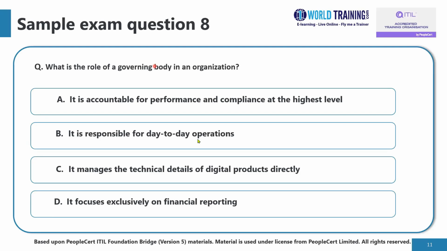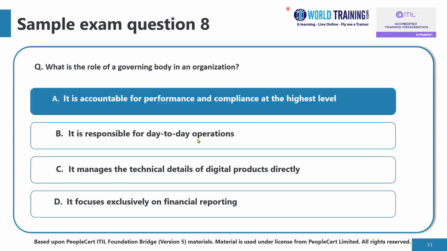Choice D is also incorrect because focusing only on financial reporting is too narrow. Governance is not just about that, but also compliance, risk, digital technology usage, strategic investment, stakeholder value, and so on. The governing body is accountable for the organization's compliance with policies and external regulations, and the governance of the use of digital technology is an important part of corporate governance. So choice A would be the correct answer.